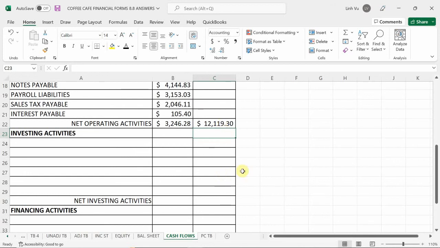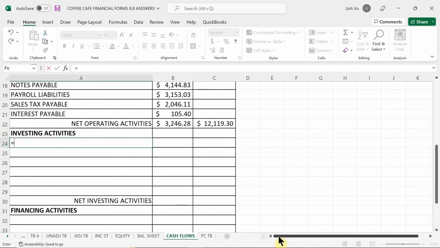So now I need to go to the next section, which is my investing activities. Investing activities will include the section for your fixed assets. This is meaning, what did you spend to purchase your fixed assets for? So this is where you're going to be subtracting a lot of money, because you had to buy your furniture, right?